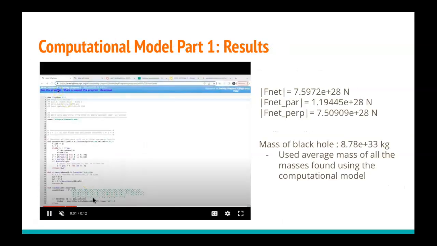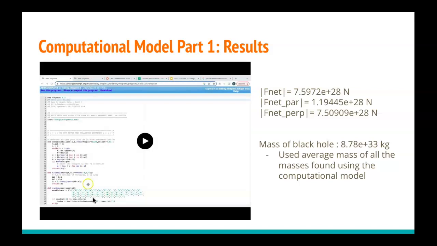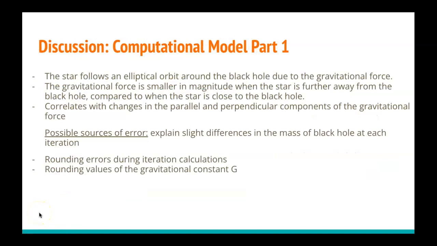Here are the results from the computational model part 1. The mass of the black hole was found to be 8.78 times 10 to the 33 kilograms. This was found by averaging the mass of the black hole from all the iteration steps in the computational model. F net was found to be 7.59 times 10 to the 28 newtons, and F net parallel and perpendicular are listed here as well.